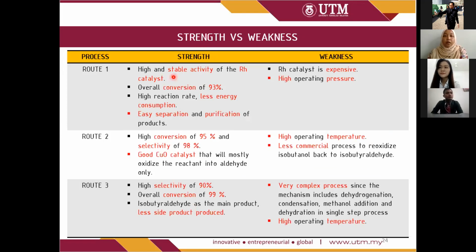So from the process, we also have strengths and weaknesses. The strength for the first route is that it has high and stable activity of rhodium catalyst. The overall conversion is 93% from the propene, and it has a high reaction rate, which can contribute to less energy consumption. It will also be easy to separate and purify the products. However, the weakness is that the rhodium catalyst is expensive, and we will be operating the plant at high operating pressure, which is 35 bar.